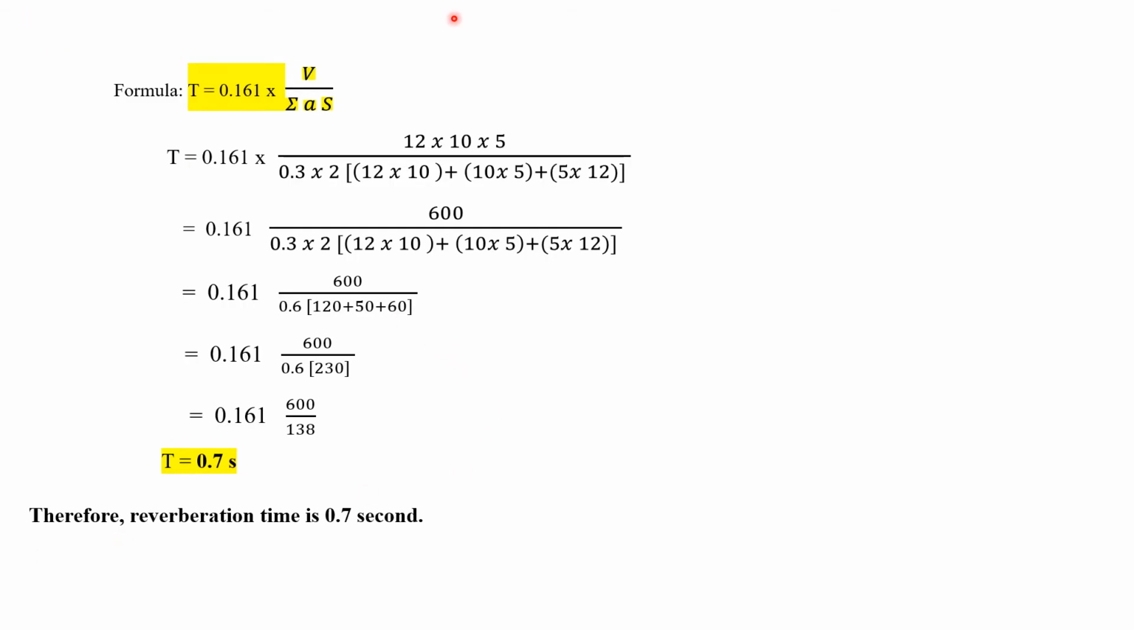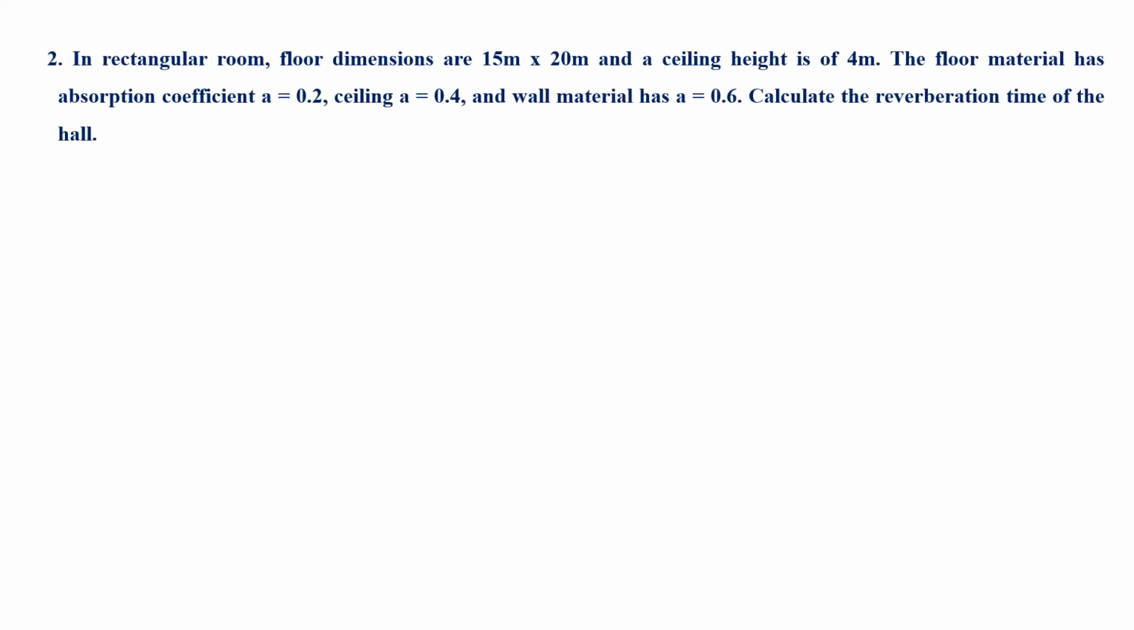So hope you will have understood this. Let's take one another example here. Little bit of changes are done. So what are the changes that we'll see? In a rectangular room, the floor dimensions are provided, which are nothing but 12 meter into 20 meter, and ceiling height is also provided, which is nothing but 4 meter. The floor material has absorption coefficient A is equal to 0.2, ceiling has A is equal to 0.4, and for wall material average absorption coefficient is 0.6. And it is asked to calculate the reverberation time.